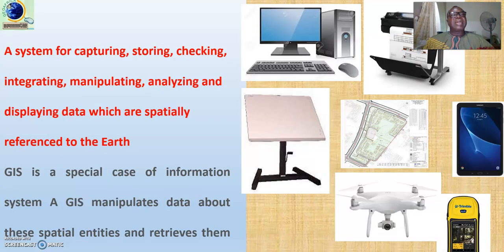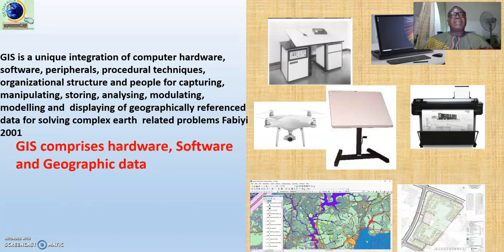It's a system that enables us to capture, store, check, integrate, manipulate, analyze, and display data that are spatially referenced to the earth. The basic thing about GIS is data, and data must be referenced to the earth. They must be location specific. They must have a reference to a portion of the earth's surface.